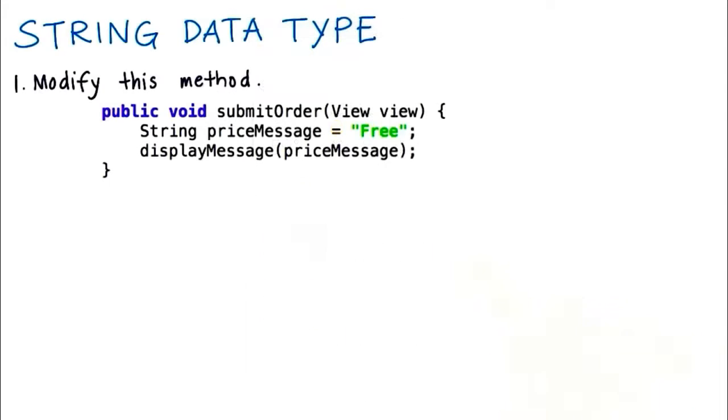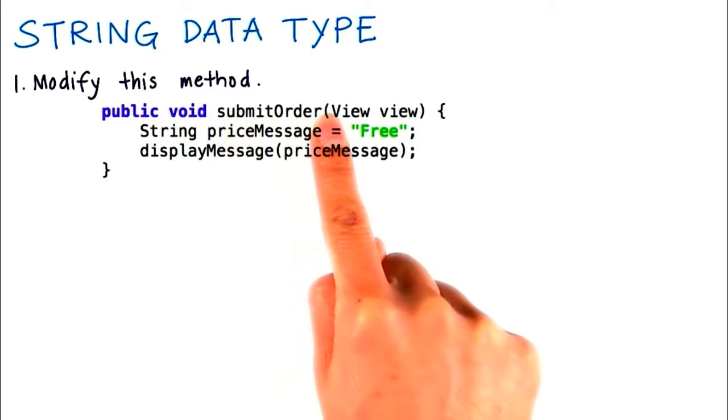For the next task, I'm going to provide you with some code, and I'm going to have you make those changes in your app. Then you'll run the app, and then observe what happens. I'll ask you some questions to see if you can try to figure out what's going on. The first change is to modify the submit order method.